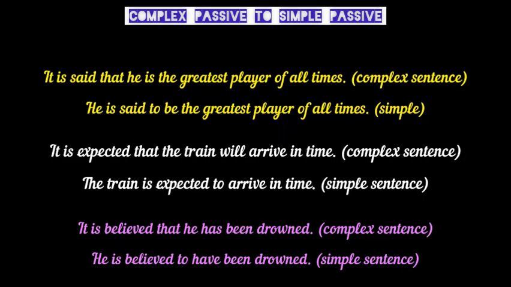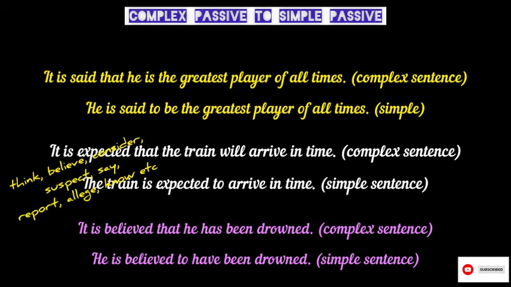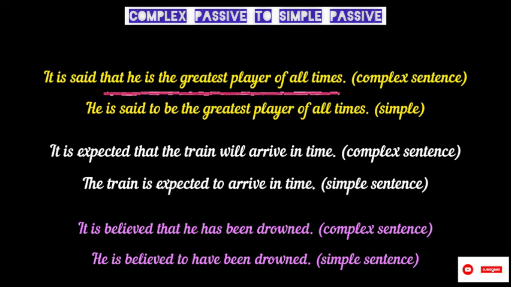Now let's learn how to convert a complex sentence in passive voice to a simple sentence in passive voice. If the main clause of a complex sentence contains a finite verb such as think, believe, consider, suspect, report, allege, say, know, etc., and is followed by a subordinate that clause acting as its object, in the passive voice, such a complex sentence begins with the introductory it. For example, it is said that he is the greatest player of all times.